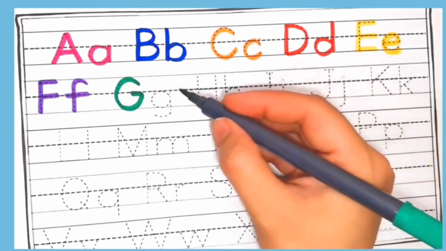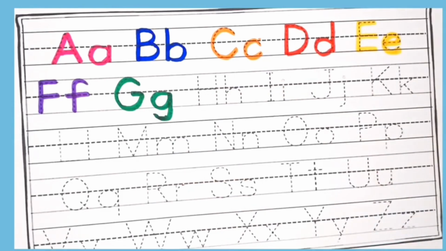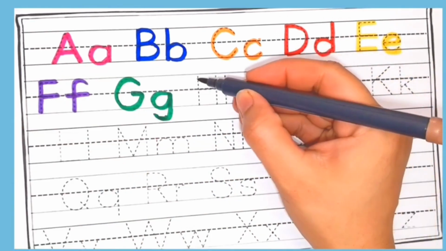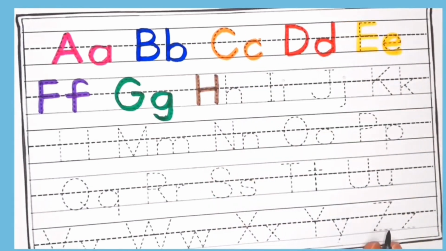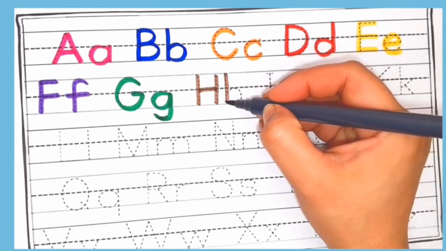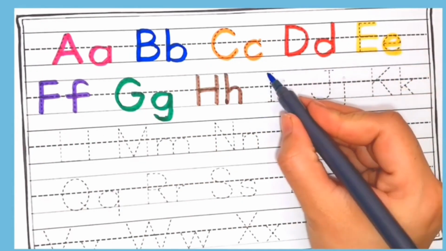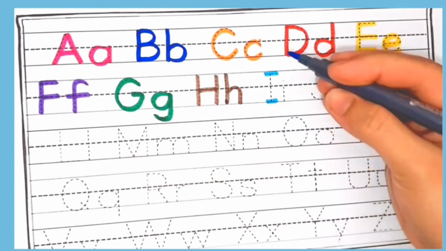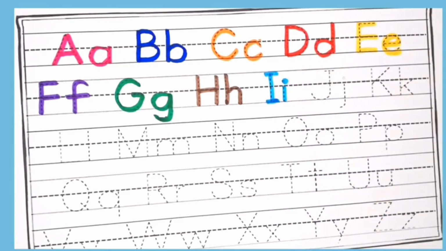Capital G, small g, G for goat. Capital H, small h for hat. Capital I, small i for ice cream.